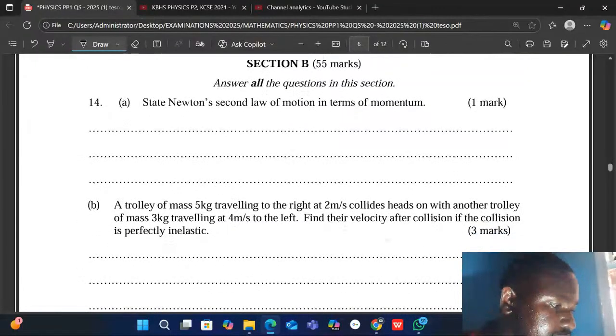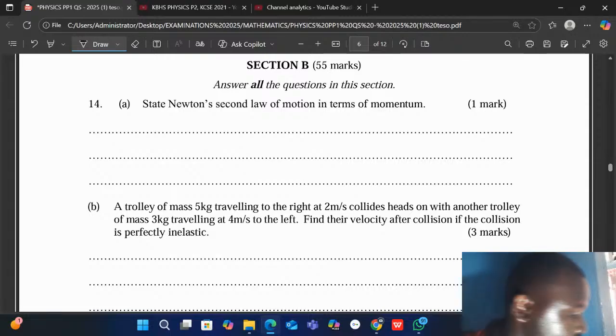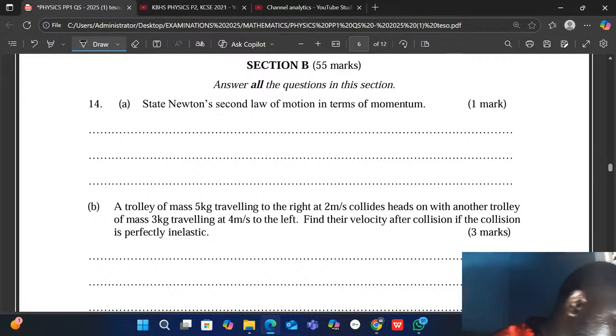We can have our section B. I'm trying to be rushing because we're having some power issues.